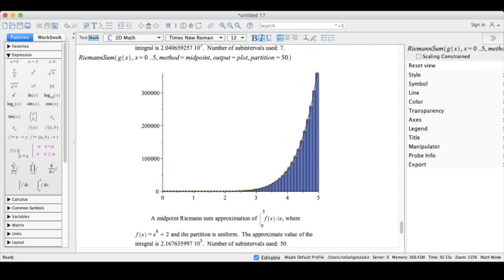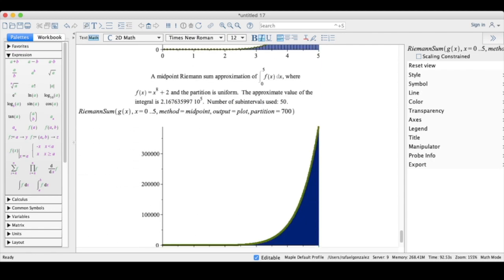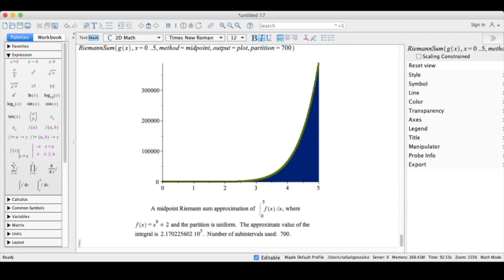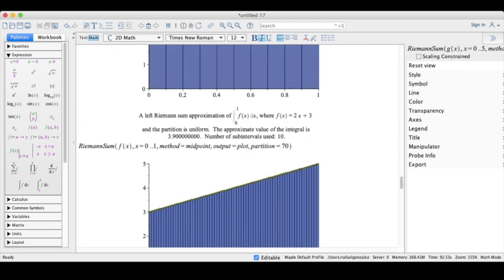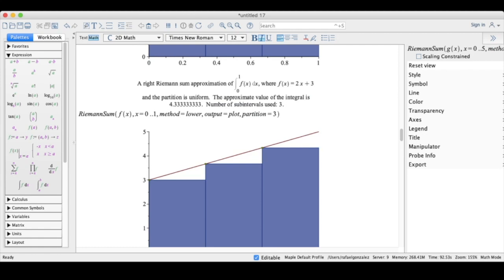And that makes sense because if you notice, this right here is like 30,000. So it's definitely a huge number once you add up everything here, all of the little areas in here. And that, my friends, is Riemann sums. Riemann sums are very nice.